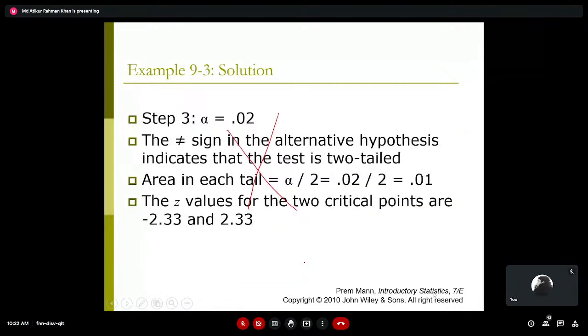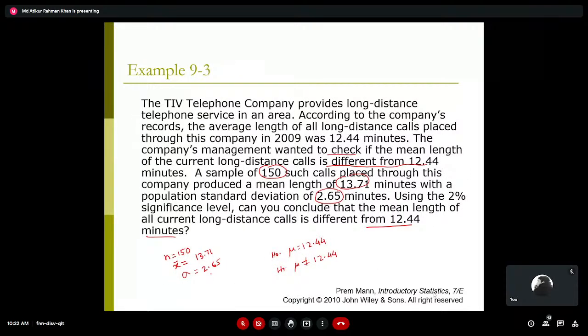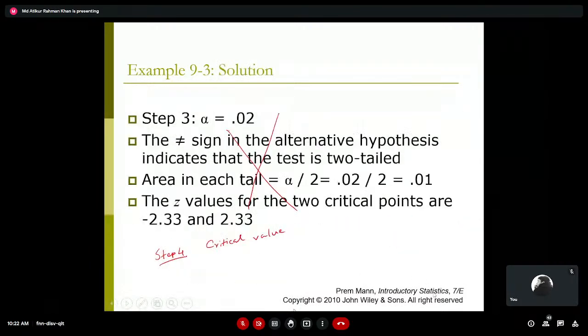Step 4, identify critical value. In the previous problem, we calculated the p-value under step 4. And now, in the 4th step, we are calculating the critical value. How to do that? At first, you need to think about the alpha. So the value of alpha is 2%. So use the proportion 0.02.